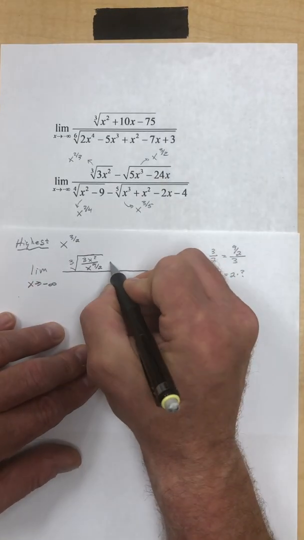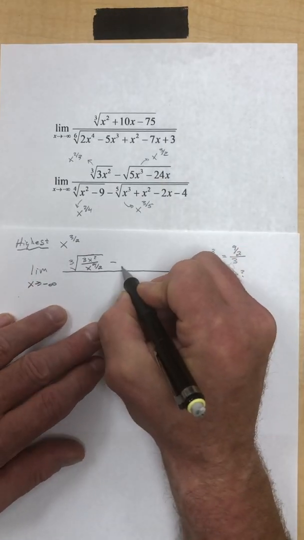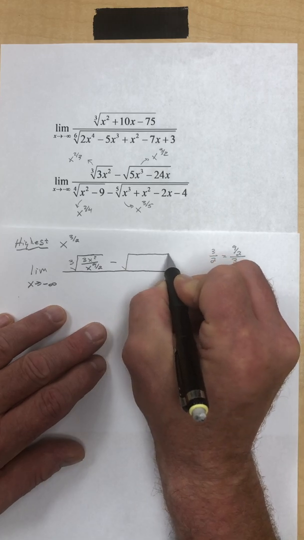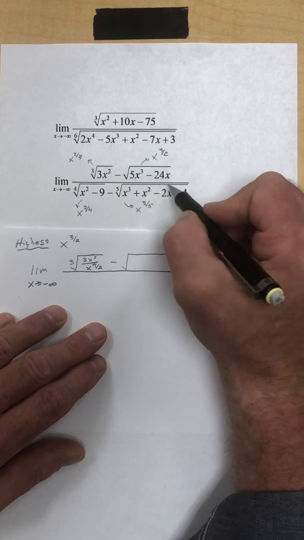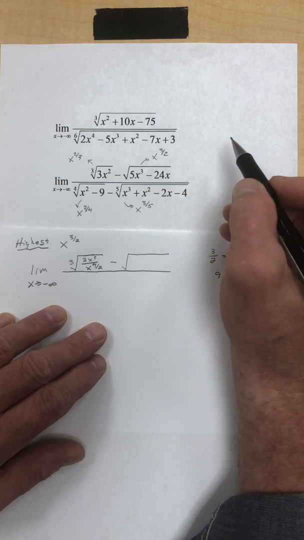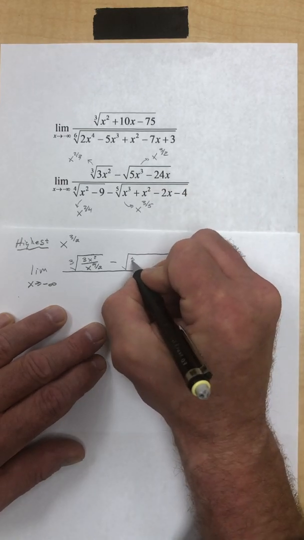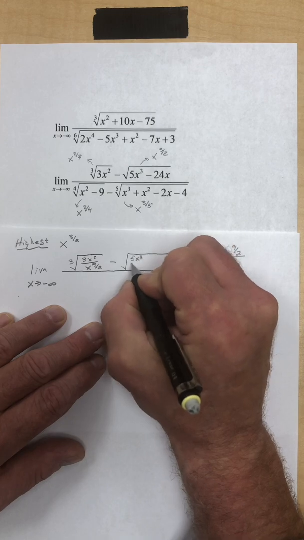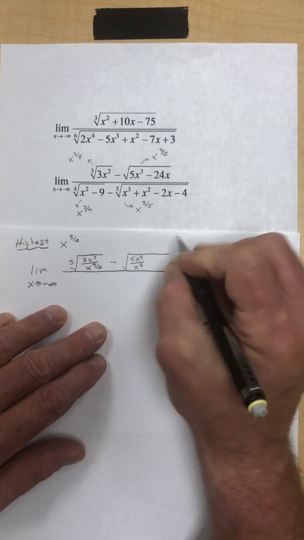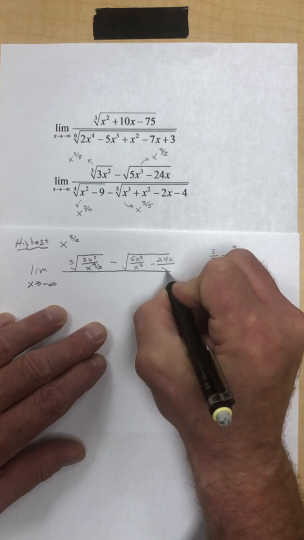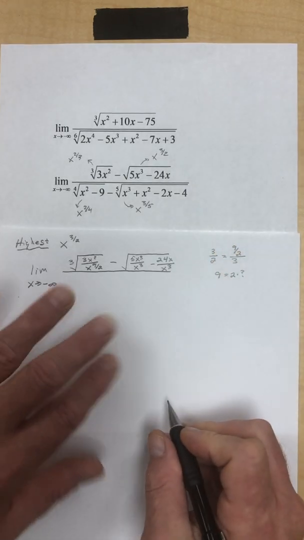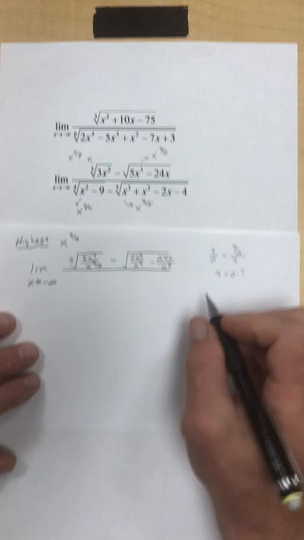Minus, let's see. This is where I got x to the 3/2. So if I divide by x to the 3/2 underneath, I'd be dividing by x cubed. So this would be 5x cubed divided by x cubed minus 24x divided by x cubed. So that takes care of the numerator.